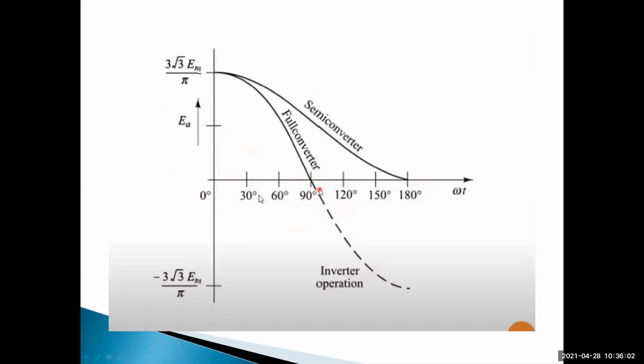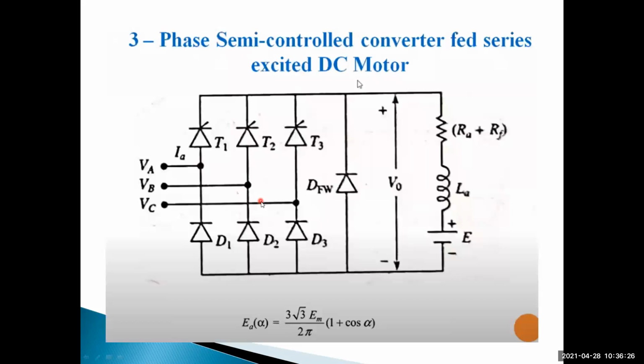So below 60 degrees, it operates as a motoring mode. 60 plus 30, pi by 6 plus 60, that means 90. So up to 90 only, the full converter operates as a motoring mode, and the remaining firing angle range acts as inverter operation, meaning generator applications. The output voltage here is negative. This is about the three-phase semi-converter and full converter.